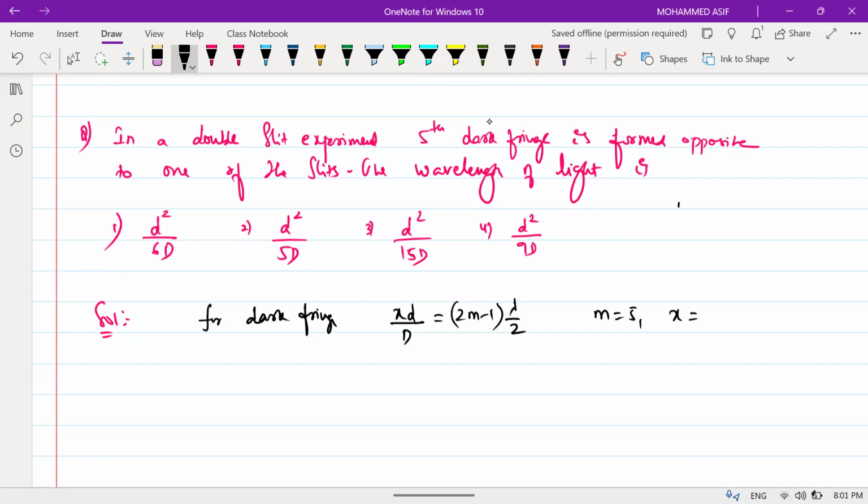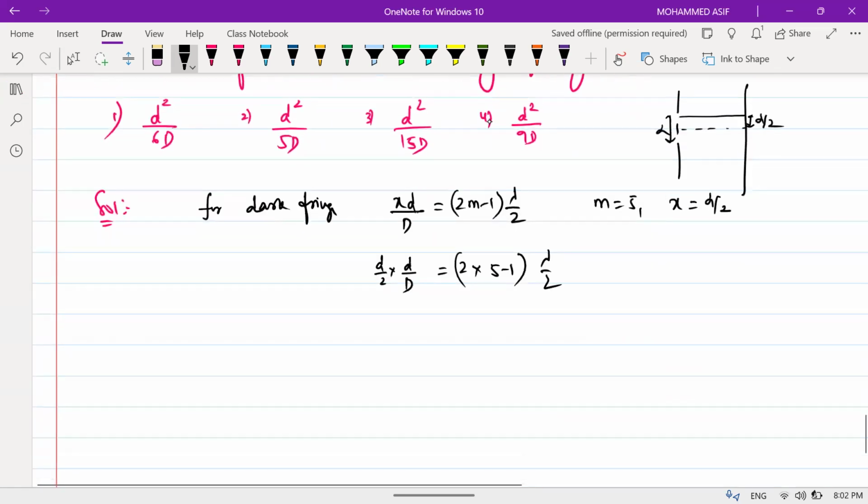Because see, in the double slit experiment, this is your slit. One of the waves is exactly forming on this one. This will be central maxima. This distance is d. So this distance will be equal to d by 2. So x value will be d by 2. So it is d by 2 into d divided by capital D, that is (2 into 5 minus 1) into lambda divided by 2.